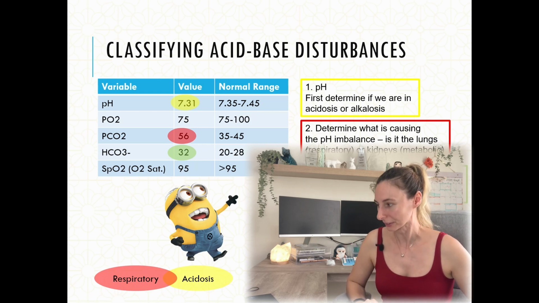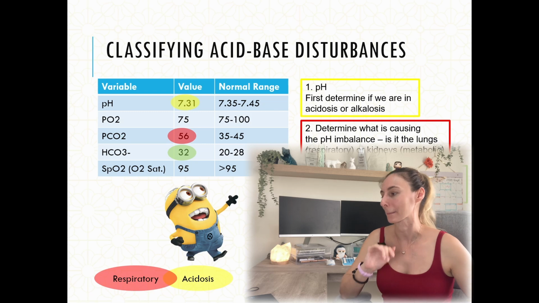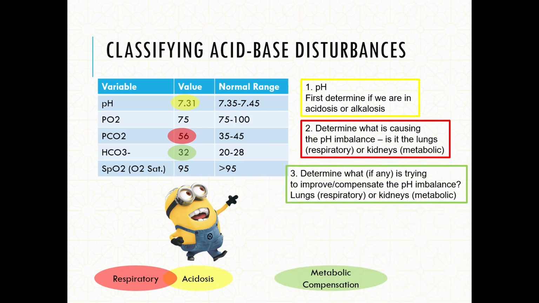Now let's have a look at our next line. So there we have our bicarb, and that's at 32, which is also way above our normal range. Now, bicarb actually helps us mop up hydrogen ions. So we call that more of a basic element. So when we have more bicarb available, that actually reduces acidity, which increases our pH. So in this scenario where our pH is too low, this bicarb is trying to bring that pH back up. That is trying to help us. So we call that a metabolic compensation.